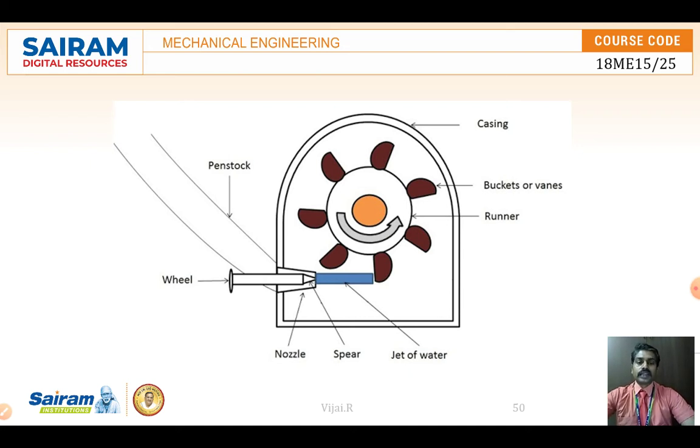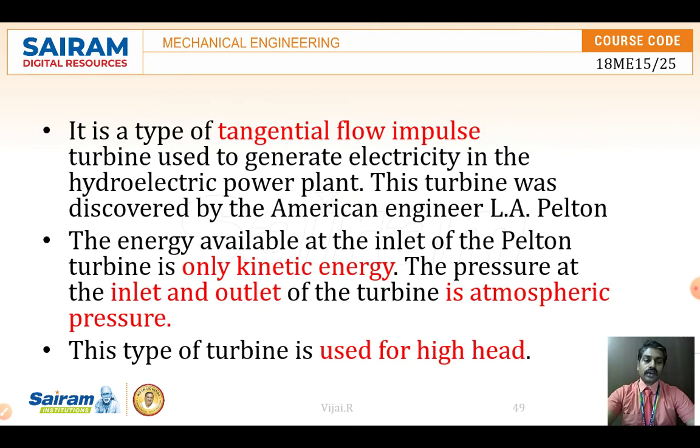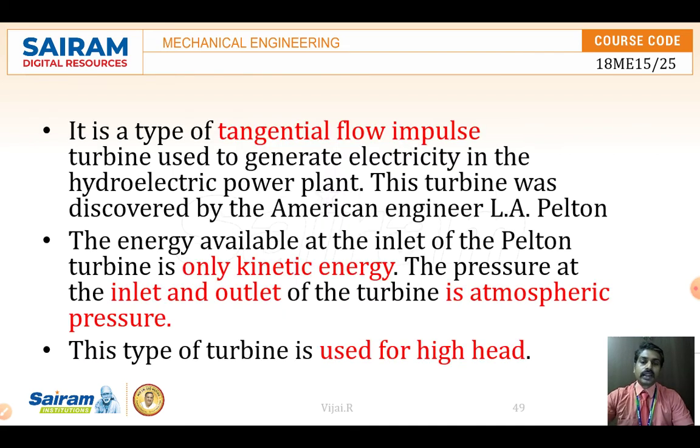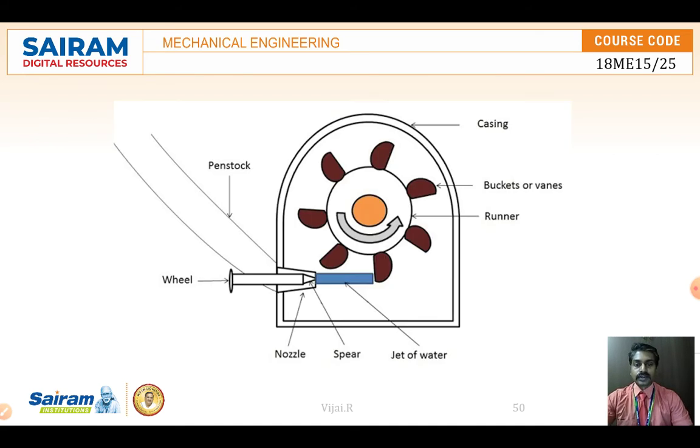So this is the casing where the entire set of buckets is located. Over the shaft, the circumference of the shaft is filled with a number of buckets. As we have seen in the earlier Pelton wheel, the buckets will be like this, hemispherical. We call them vanes or buckets. They are located around the entire circumference of the wheel rotor, the shaft.